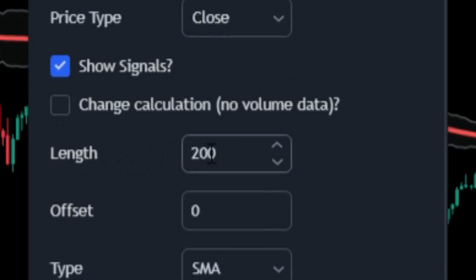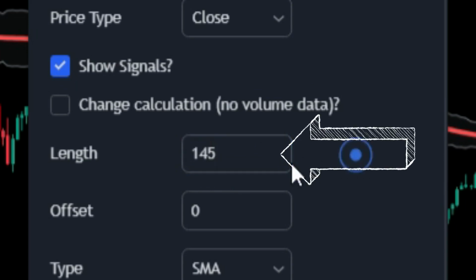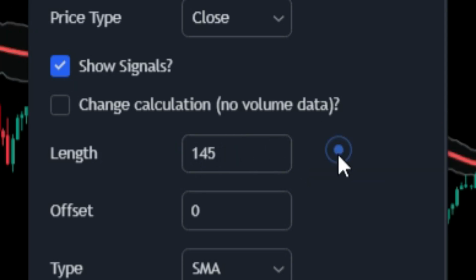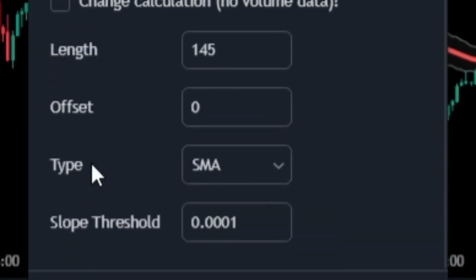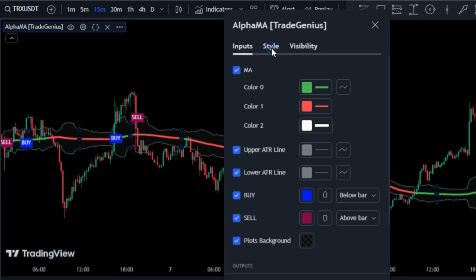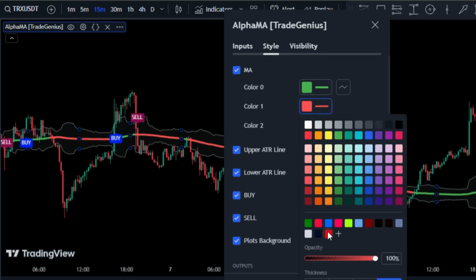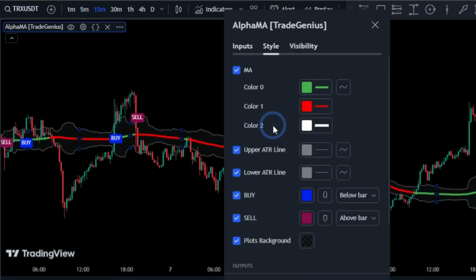Now, change the length option to 145. And leave the remaining options in their default states. Moving on to the Style tab, set the MA option to green, red, and white in that order. The rest of the options can stay in their default states. That's it.